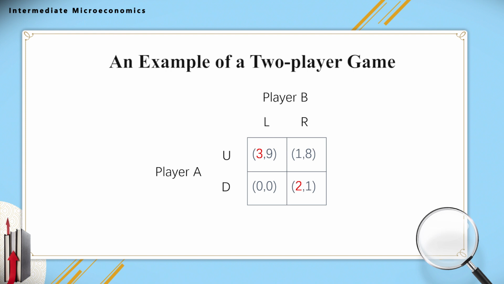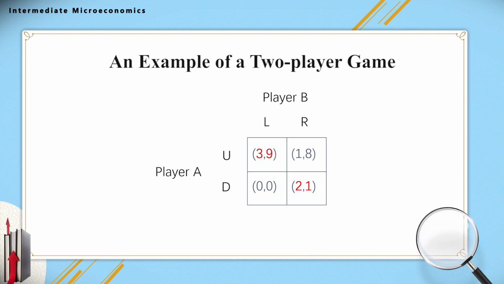Then let's look at the game from the perspective of player B. If player A chooses the up strategy, player B should choose the strategy left, because left brings a payoff of 9, which is more than the payoff of 8 brought by choosing right. If player A chooses the down strategy, player B should choose strategy right, because right brings a payoff of 1, which is higher than the payoff of 0 brought by choosing left.